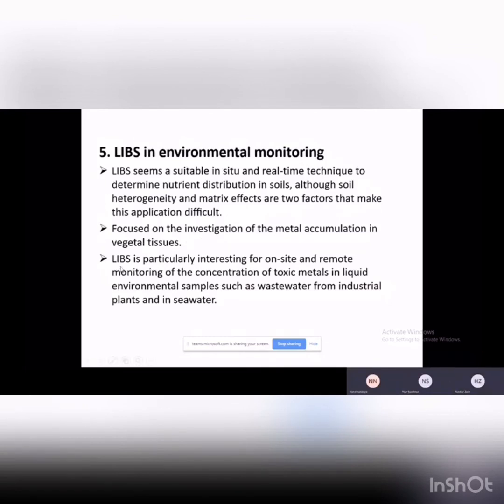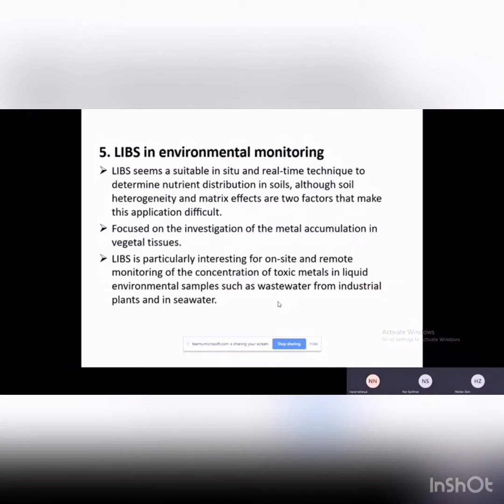Okay, so the last is LIBS is particularly interesting for on-site and remote monitoring of the concentration of toxic metals in liquid environmental samples. For example, wastewater from industrial plants and seawater. So LIBS is very useful for monitoring the concentration of toxic metals from waste material like that.